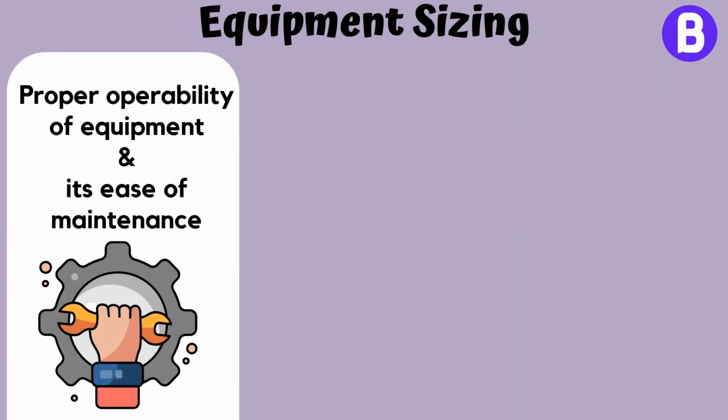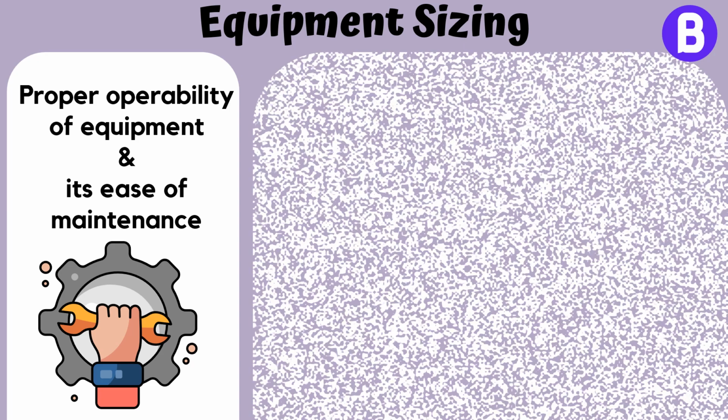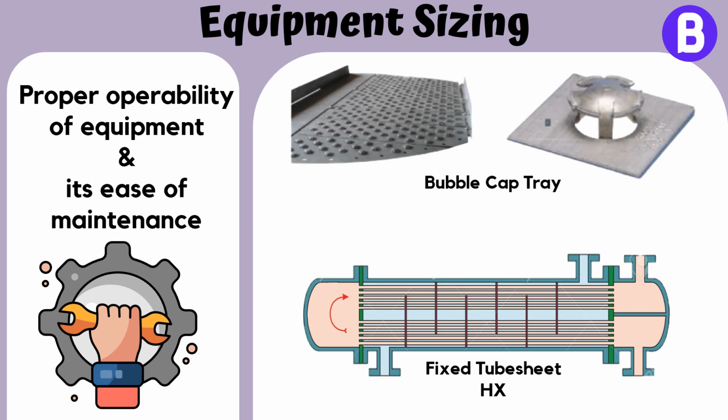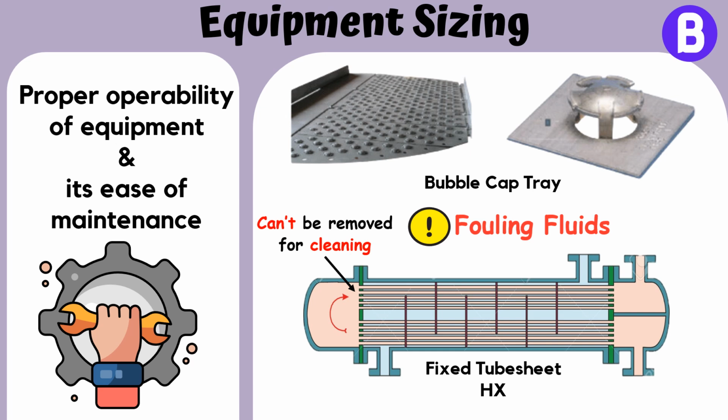Thirdly, proper operability of equipment and its ease of maintenance by choosing the most suitable type. For example, fixed tube sheet heat exchangers or bubble cap trays are not the best choice for fouling fluids, as fixed tube sheet heat exchangers cannot be removed for cleaning and bubble cap trays can easily be plugged. If you would like to know more about the sizing parameters of exchangers, towers and vessels, you can check out the related videos on our channel.